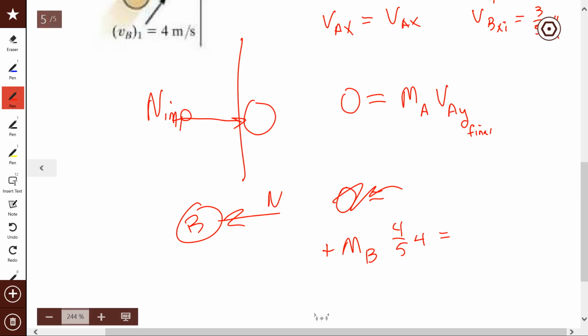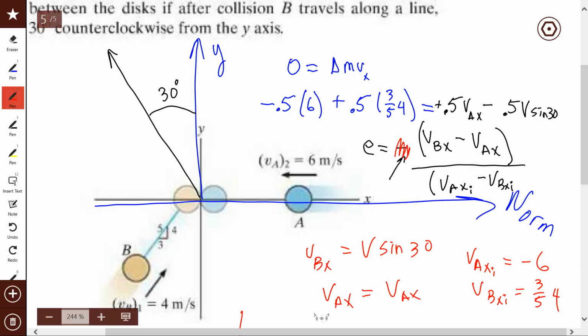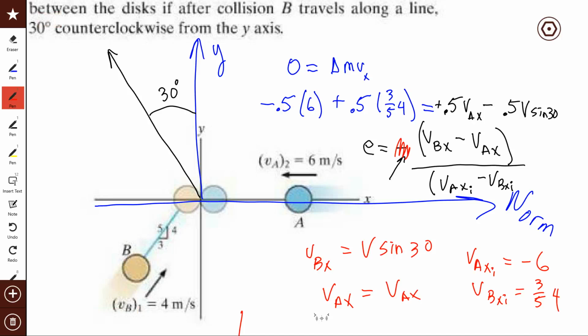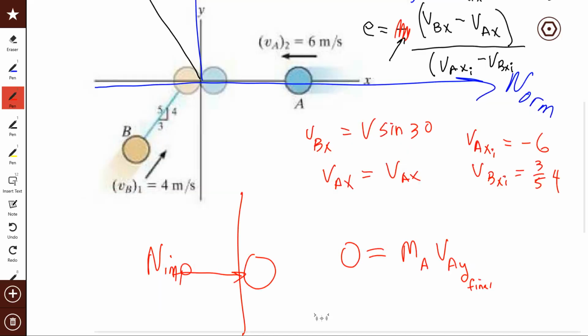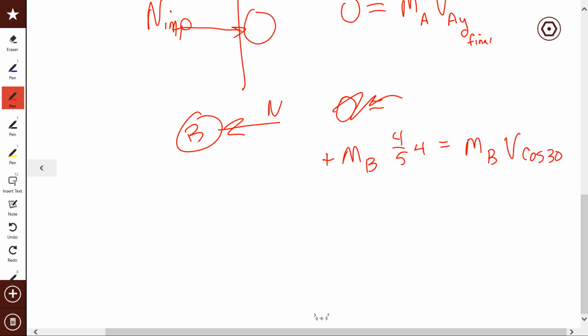So that equals after, mass of B times what is the final velocity in the Y direction? Yeah, it would be V cosine 30. Right? V cosine 30. Put them all together, you have the right number of equations. Bing, bing, bing, bing, bing, and off you go.